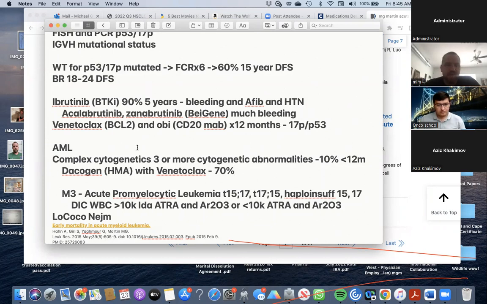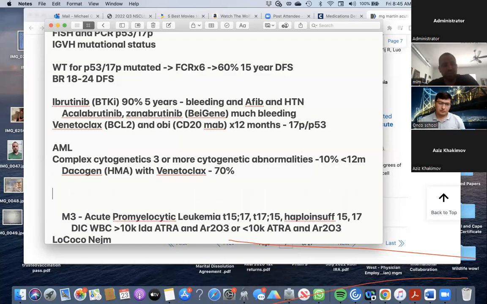So by subdividing AML out into complex cytogenetics and AML-M3, you can tailor your treatment and decide how to treat them with dramatically better outcomes than if you just treated everyone with chemo. Because if you treated everyone with complex cytogenetics with standard chemo, no one would really go into remission and everyone would die in less than a year. If you treated M3 with standard chemo, the vast majority of people would just die during induction.